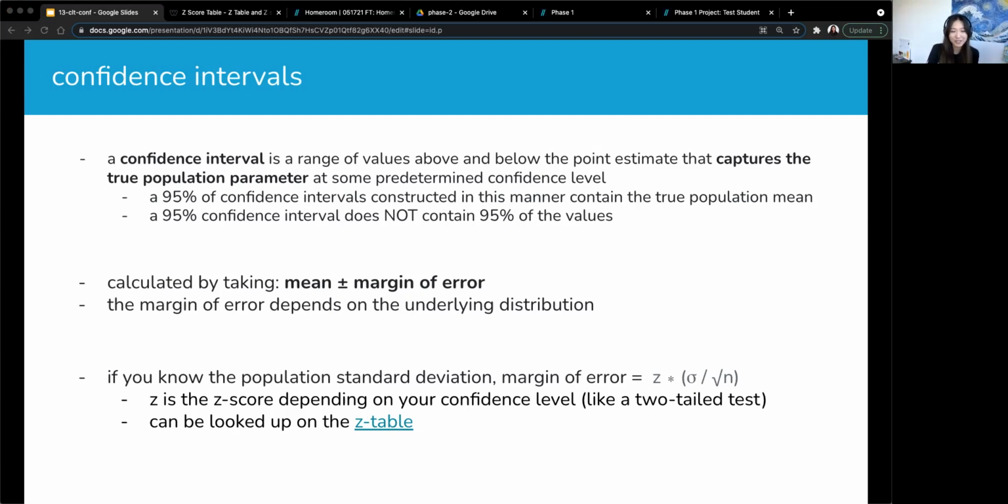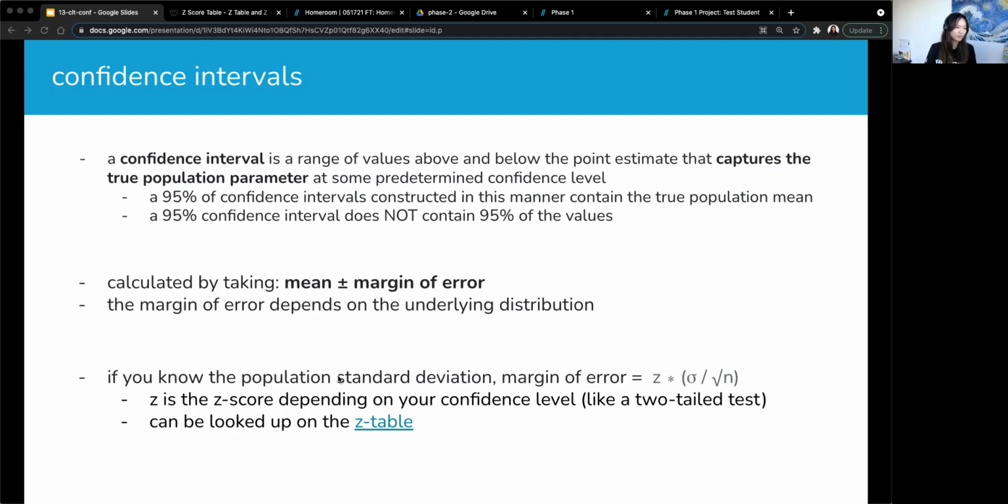There are different ways of calculating confidence intervals. It does depend on your underlying distribution. So with that IQ example, we had the assumption that the underlying distribution was a normal distribution. So therefore, it's mean plus minus the margin of error. So the mean of 100 plus minus margin of error, we were saying 16. So margin of error, as I was saying, depends on your underlying distribution.